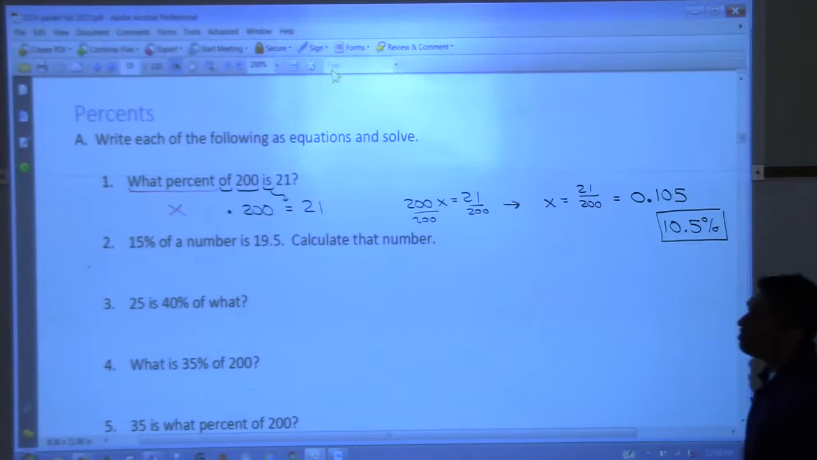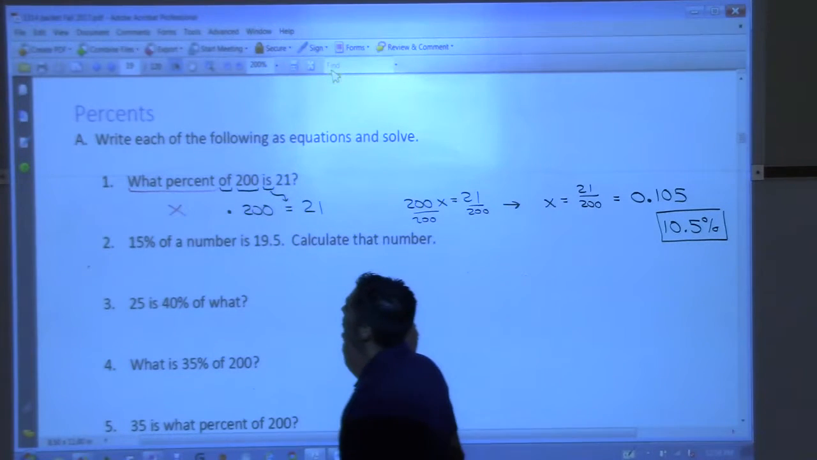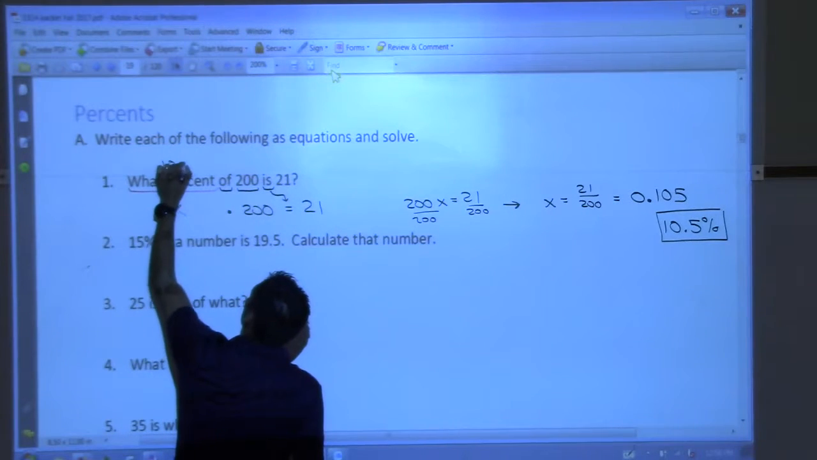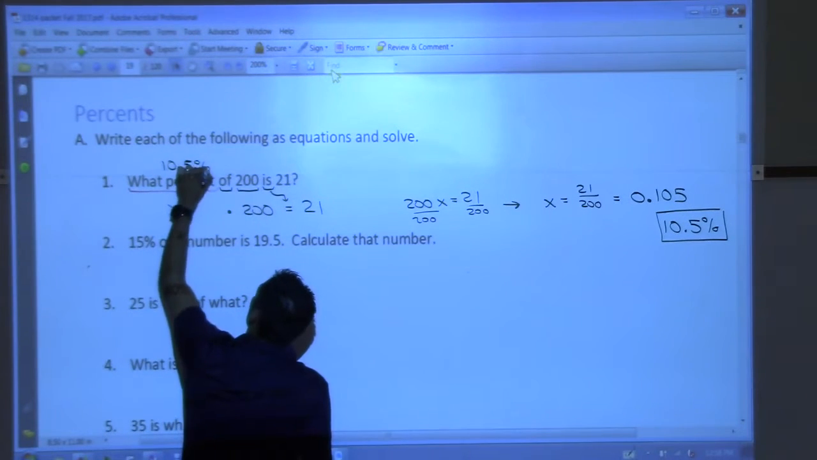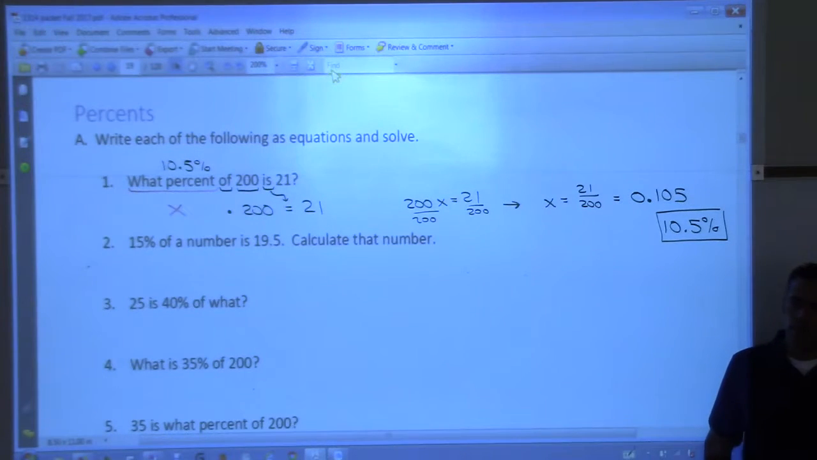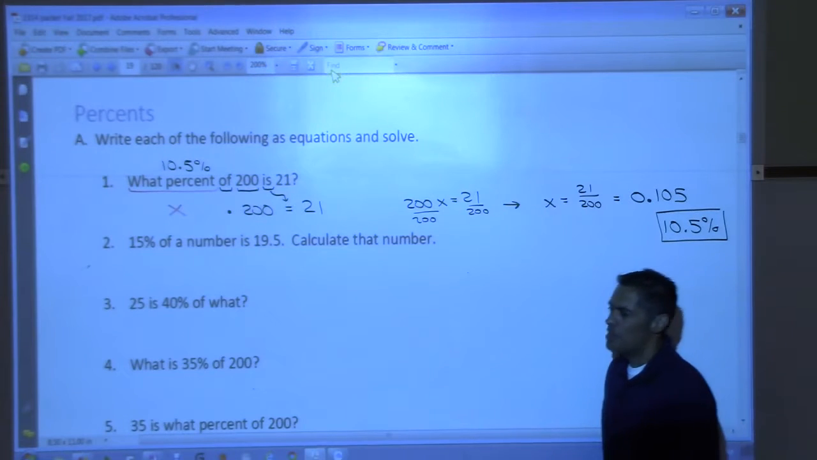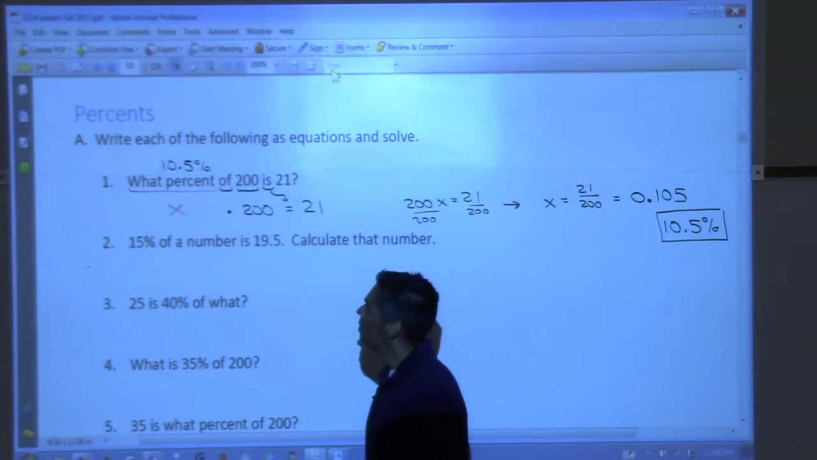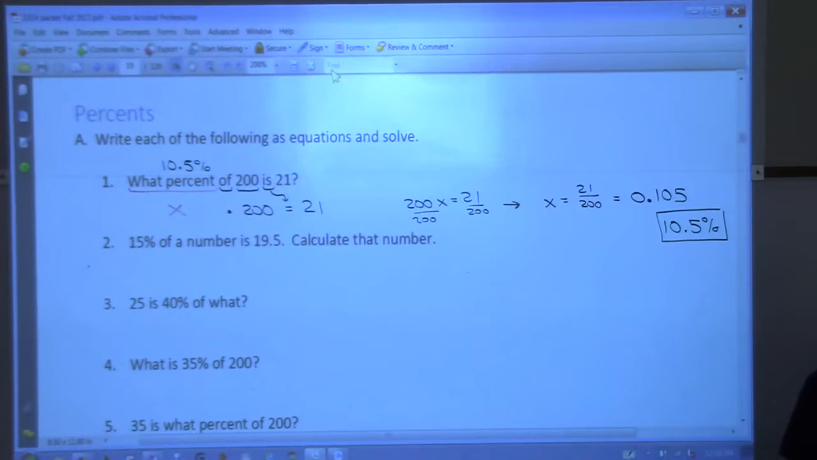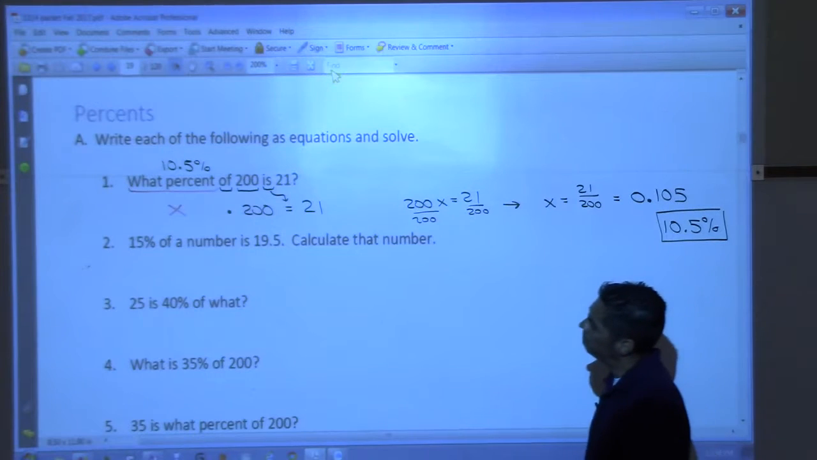Now, I always suggest that you come back over here and plug your answer into the word problem and see if it makes sense. 10.5% of 200 is 21. Does that make sense? What would 10% of 200 be? 20? Okay. So let's move on.